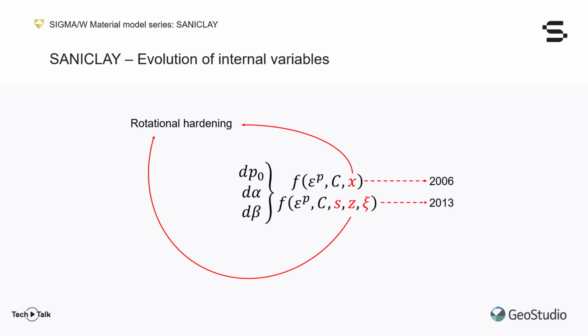However, the models differ in how the rotational hardening rules are specifically formulated. The 2006 version uses a simplified formulation of rotational hardening, which can unfortunately lead to non-uniqueness of the critical state. The 2013 version fixes this issue at the cost of 2 extra input parameters.